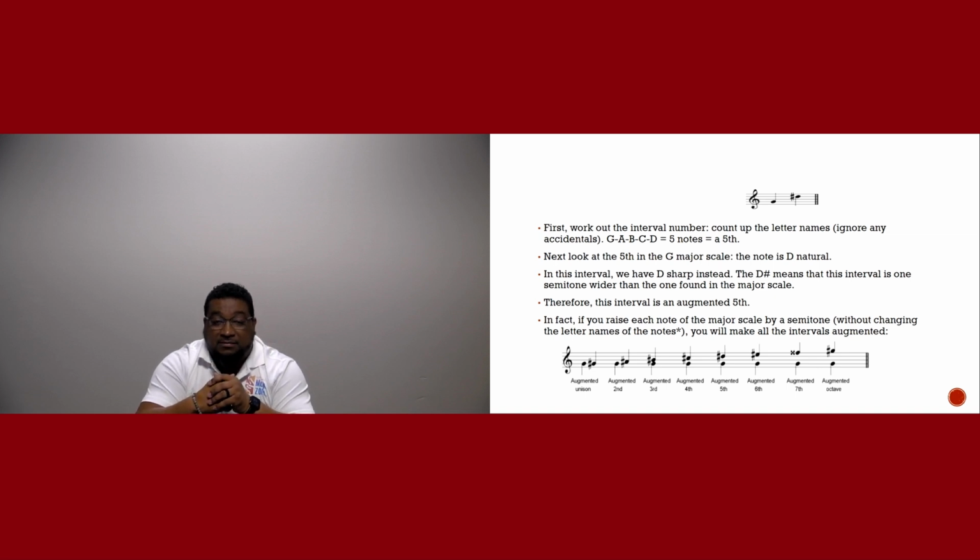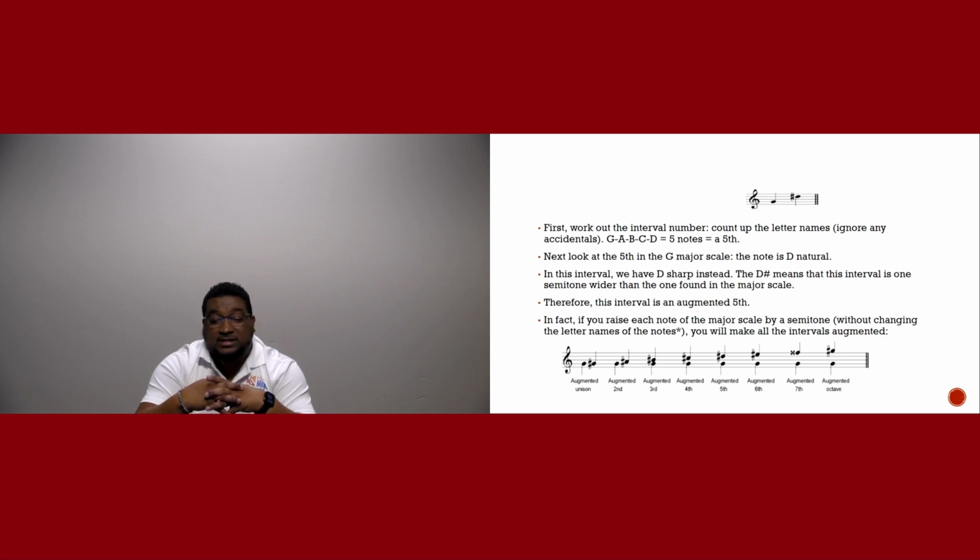Next, look at the fifth in the G major scale. The note is supposed to be a D natural, right? So if we see an accidental, in this case a sharp, we know that something is up. So in this interval, we have D sharp instead of D natural. That means this interval is one semitone wider than the one found in the major scale itself. Therefore, the interval that we are seeing is an augmented interval.